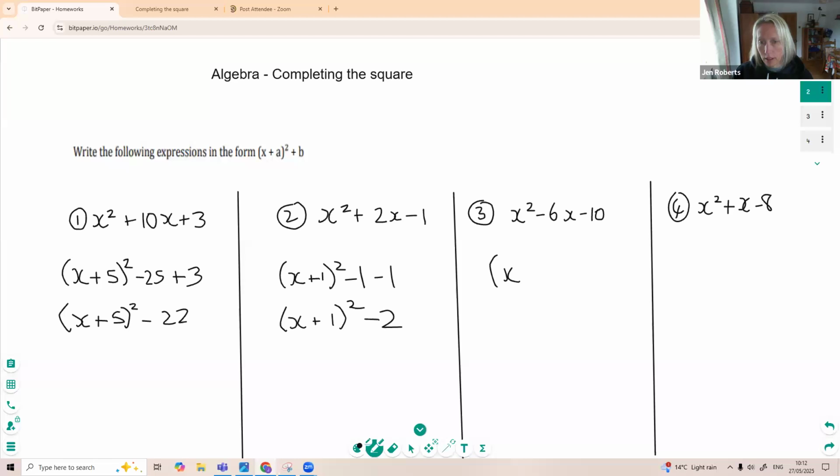Half of 6 is 3. Minus 3 squared, positive 9. So we need to take off that 9.